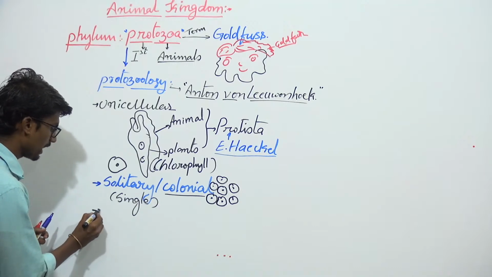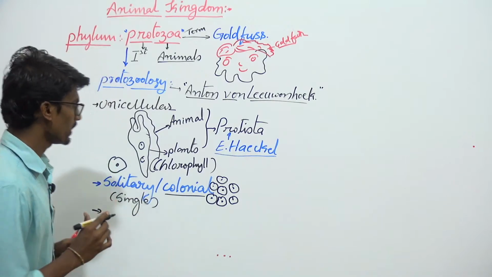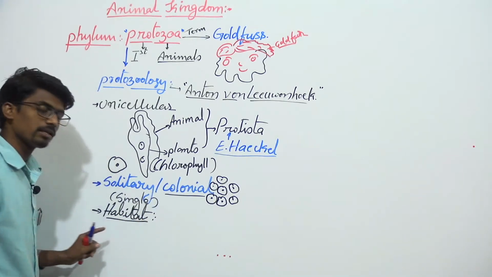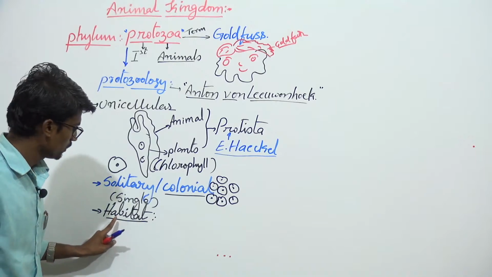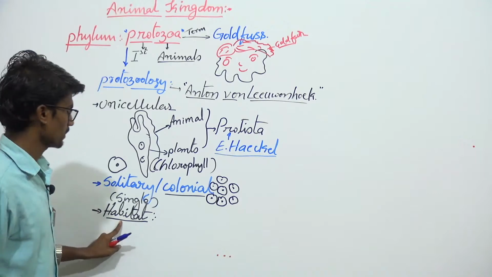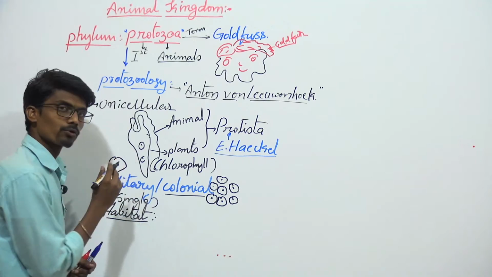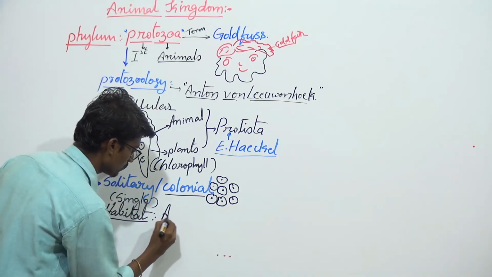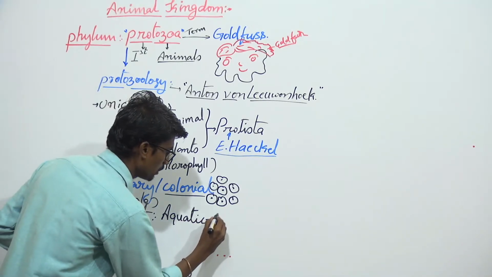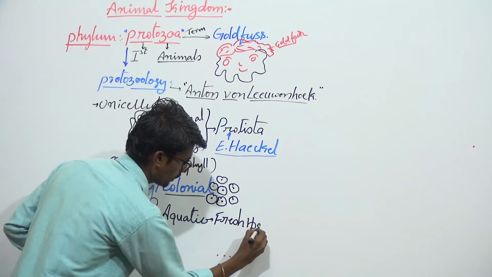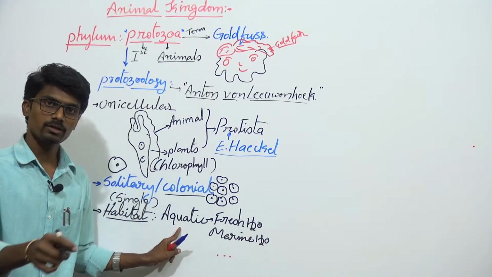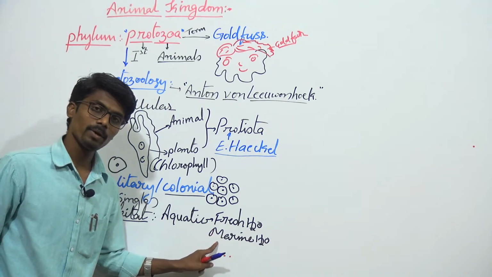Next one is habitat. Habitat means where it is living, its living place. While writing the features of any phyla, don't write place, you should write habitat. Habitat is the place where these organisms survive. And these protozoans are mainly present in aquatic environments, or in the water. It may be fresh water or it may be marine water. Means these protozoans live in water, and the water may be fresh water or marine water.